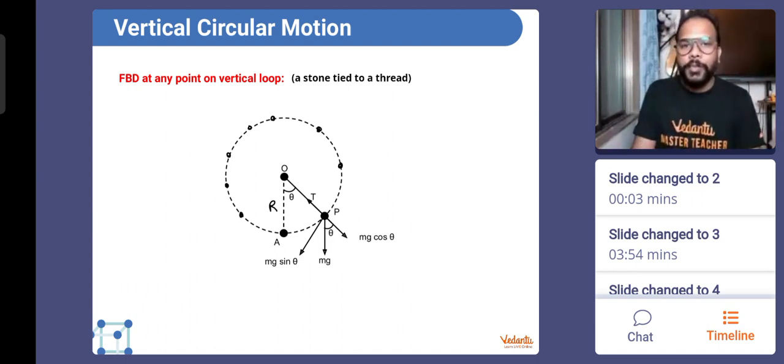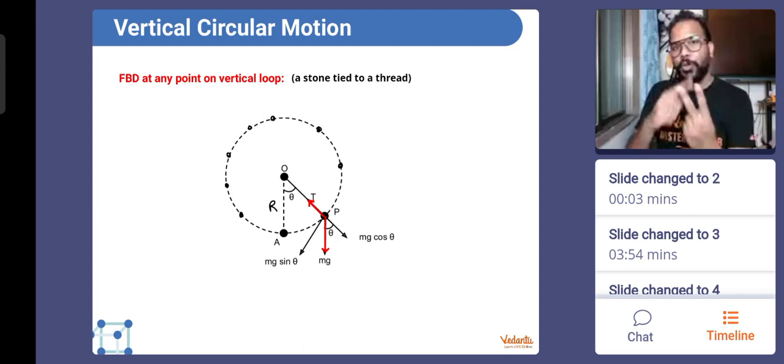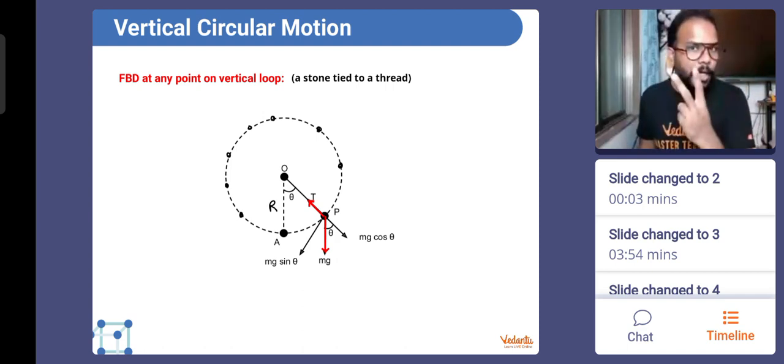And at point P there are two forces which are acting on the body. The force number 1 is tension. The force number 2 is definitely mg. These are the two forces that you guys also identified. And now the important part. You know that in circular motion, we try to talk about forces along two directions. One of the directions is the radial direction. The other direction is the tangential direction.